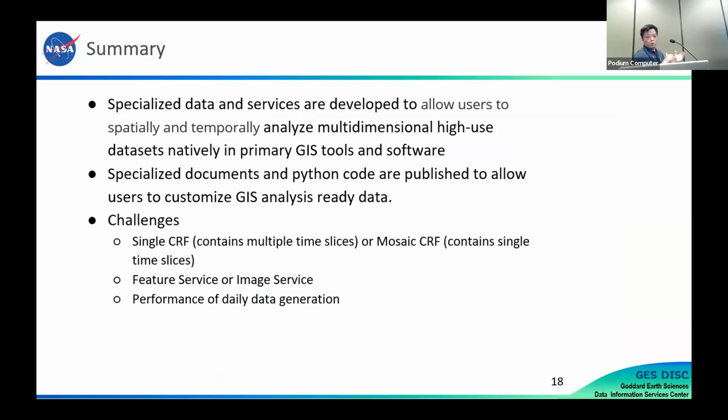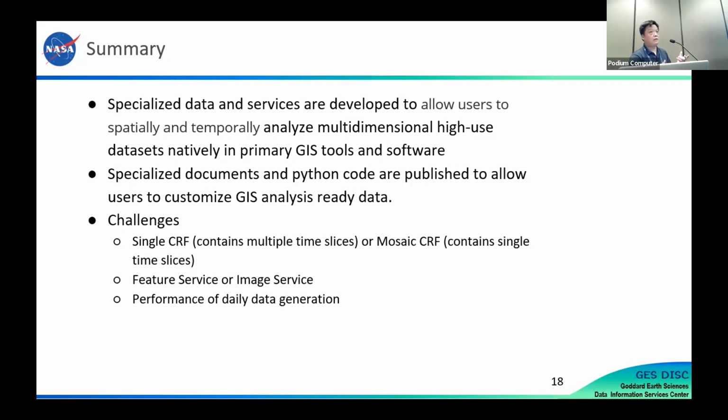By using the how-to document, including the Python code, it enables users to customize GIS analysis-ready data. We also have some challenges when preparing the GIS analysis-ready data. The first challenge is the choice of a single CRF and the mosaic CRF. The second challenge is publishing as a feature service or an image service.